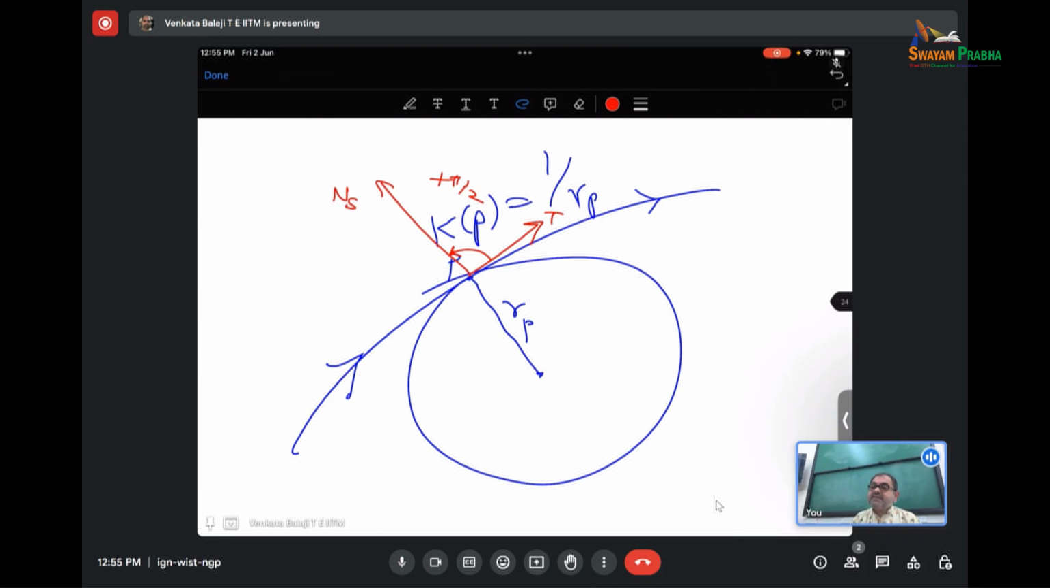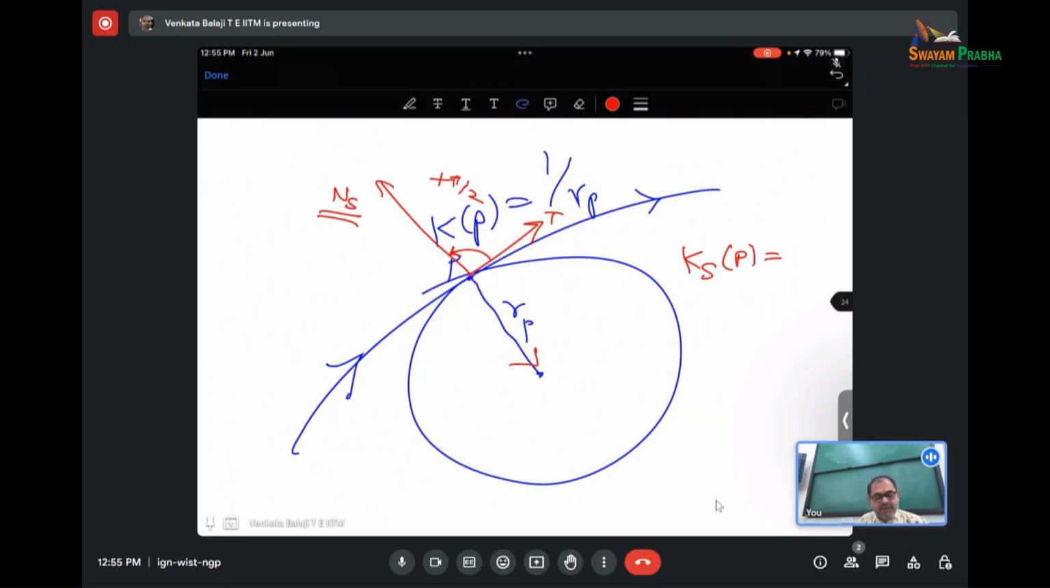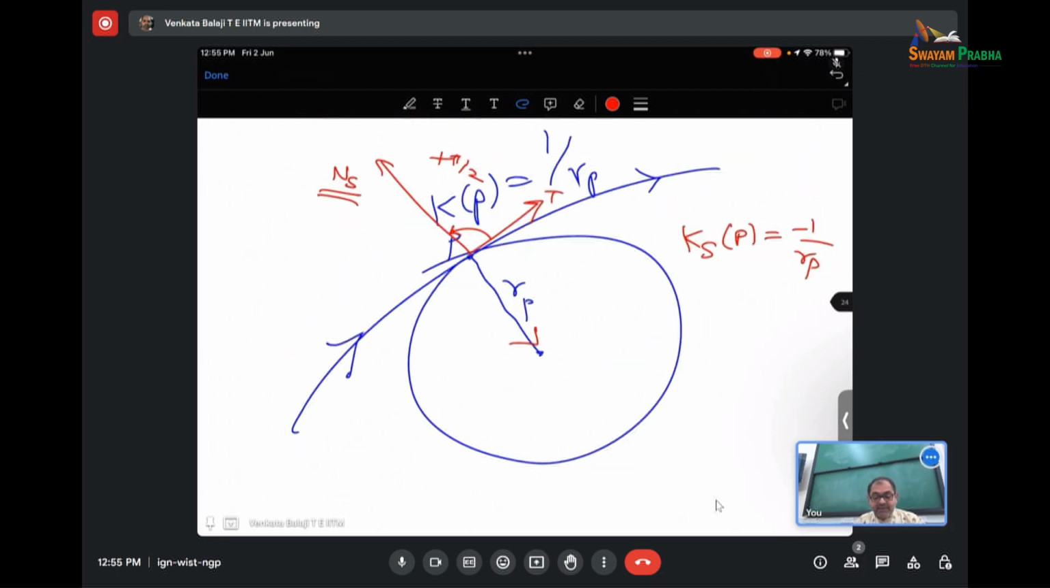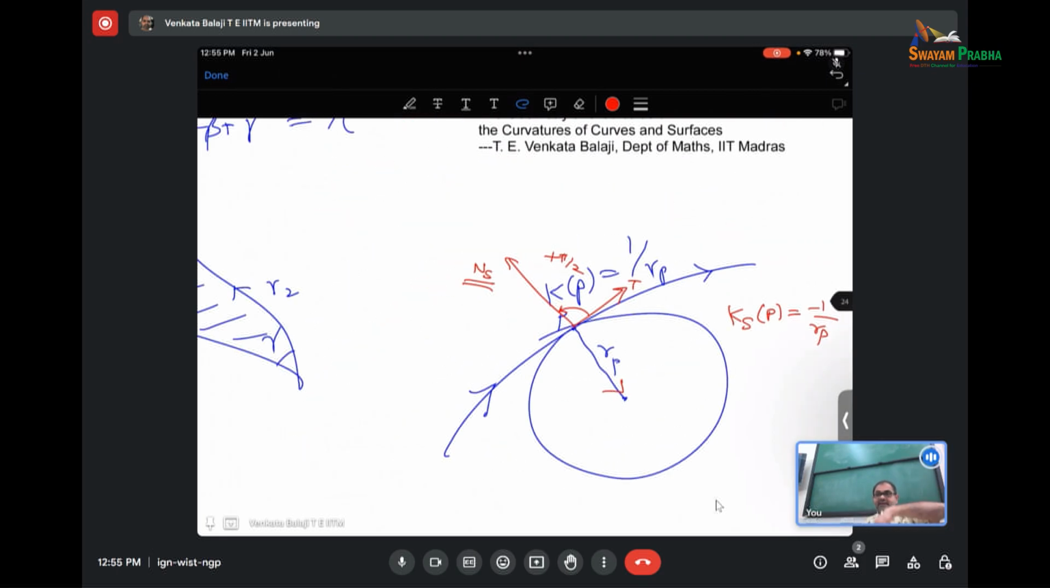And the point is, you have to check whether the center of curvature from that point is pointing towards the signed normal or away from the signed normal. If it is pointing away from the signed normal, then the curvature is negative. So in this case, the signed curvature at this point is actually minus 1 by R of p, because the signed normal is in the other direction. Whereas if I had taken the orientation in the other direction, then the signed curvature will become positive. So you have to keep track of that vector.